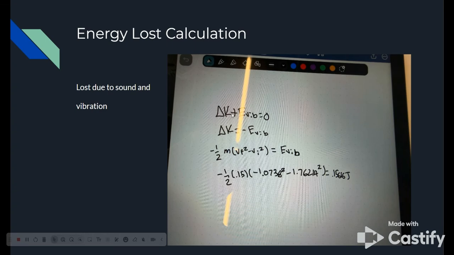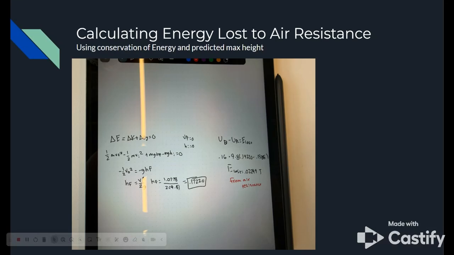So I started with delta K plus energy of vibration equals 0, and then flipped the sides, and just solved for delta K, which was V final minus V initial times the mass times negative 1/2, which gave us the energy of vibration, the amount lost due to that.